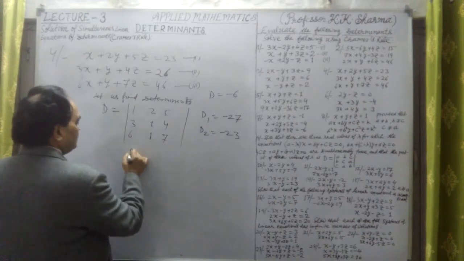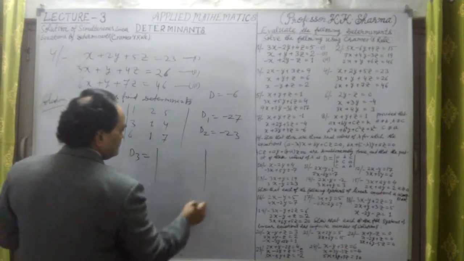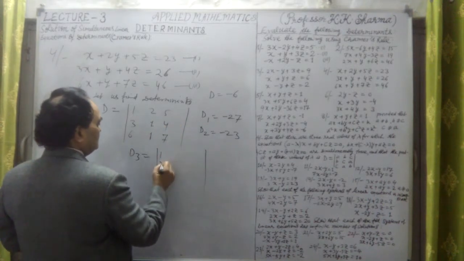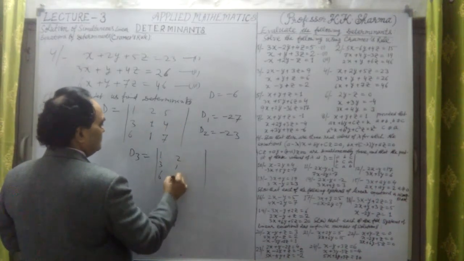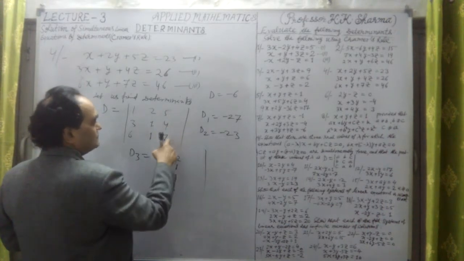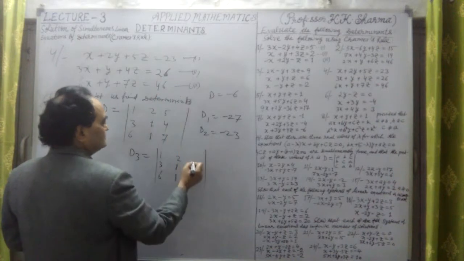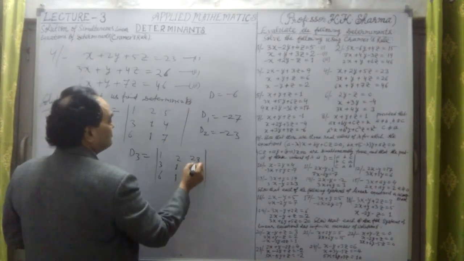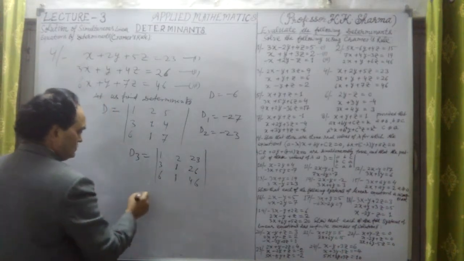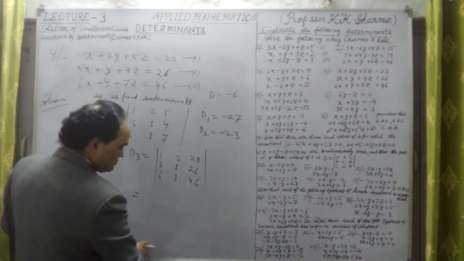Now D3 is again replacing the coefficients of Z. This is 1, 3, 6, 2, 1, 1 as it is. This is 1, 1. And 5, 4, 7 are replaced by these values of the equation, 23, 26, 46. Therefore, let's solve this value.